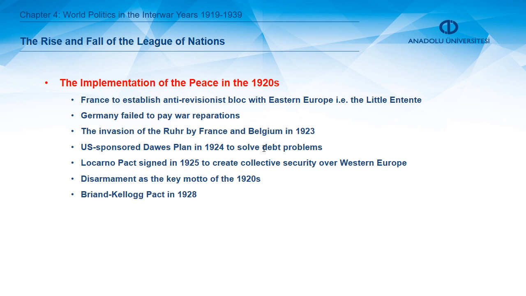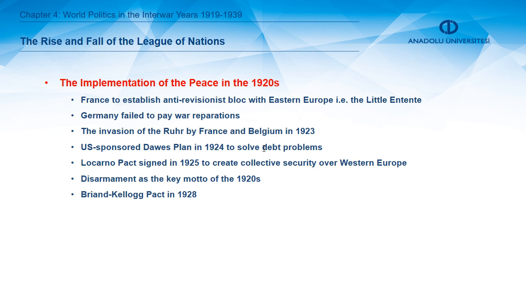As for the implementation of the peace during the 1920s, there were some key developments. The first one is the establishment of the anti-revisionist bloc by France with Eastern European countries, which is called the Little Entente. France also signed a kind of bilateral agreements with these small Eastern European countries.